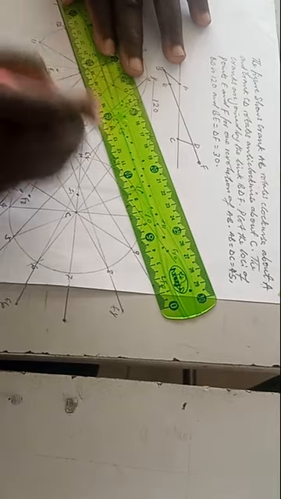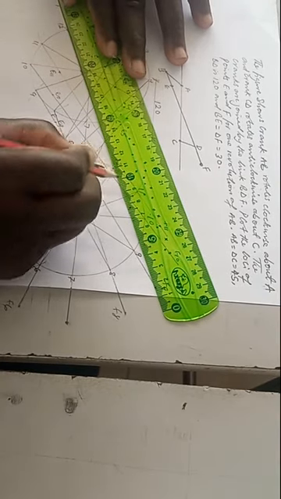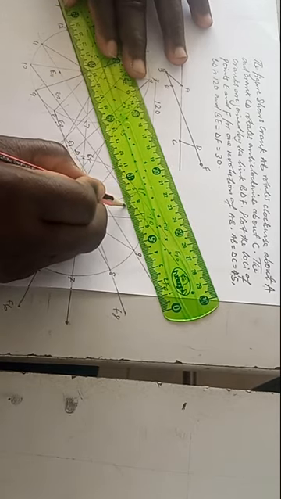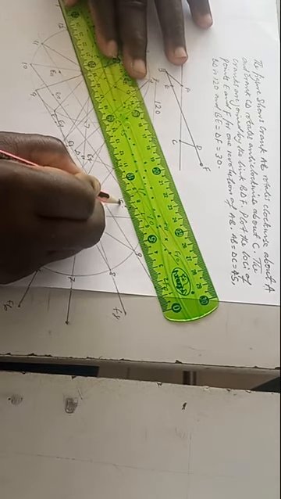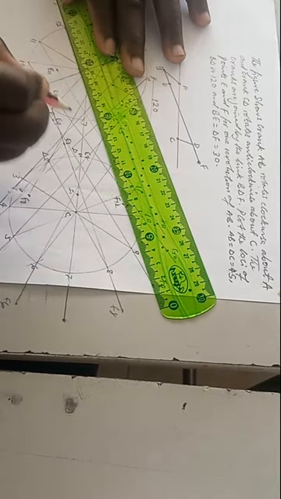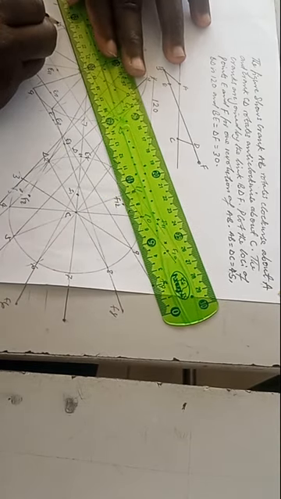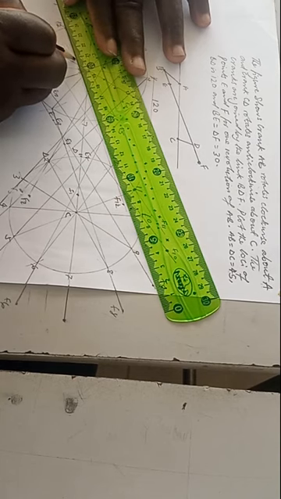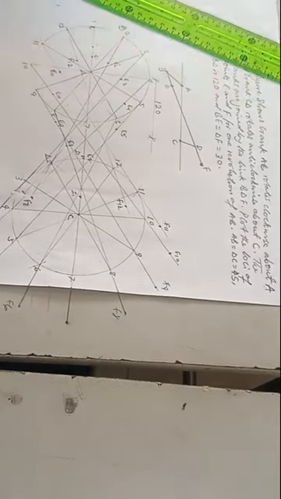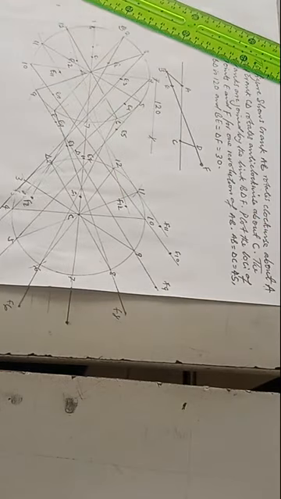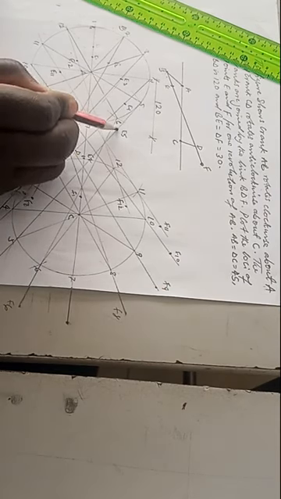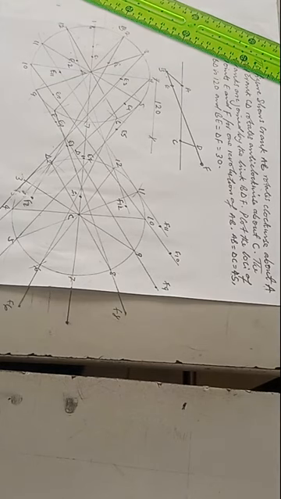So this is 12. So count 30. 1, 2, 3. That is F12. And this one too, we count 30. 1, 2, 3. E12. So we have all our points. These are my E's. So we join with French curve.